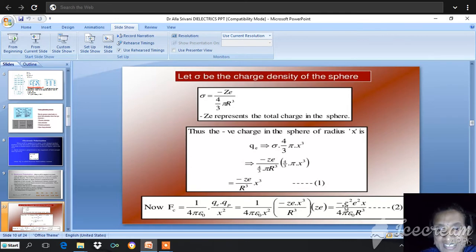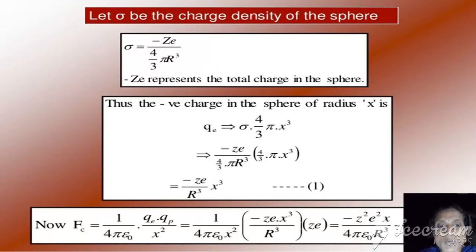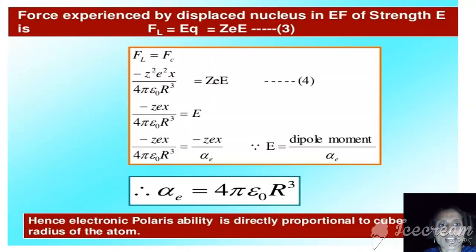Here Z is the atomic number, E is the charge, x is the displacement between the two charges, and r is the radius of the atom. So Coulombic force depends upon all these factors.